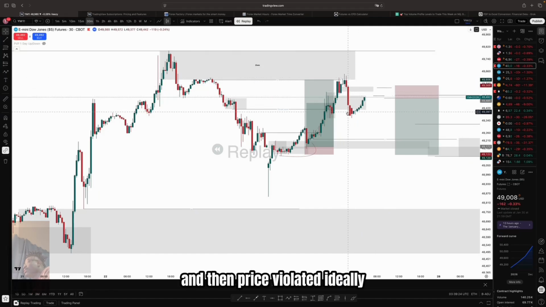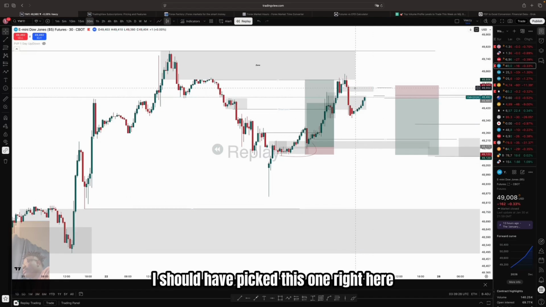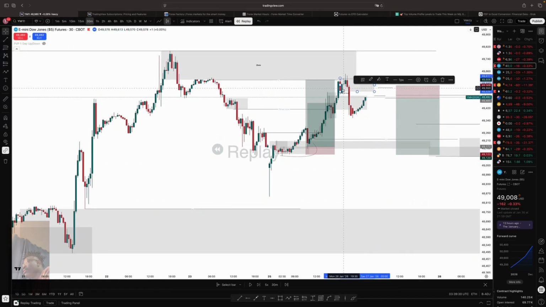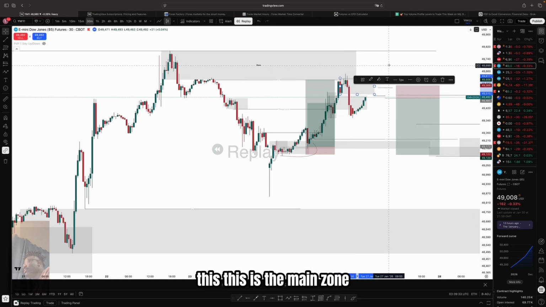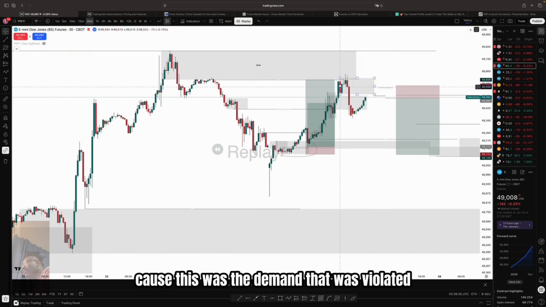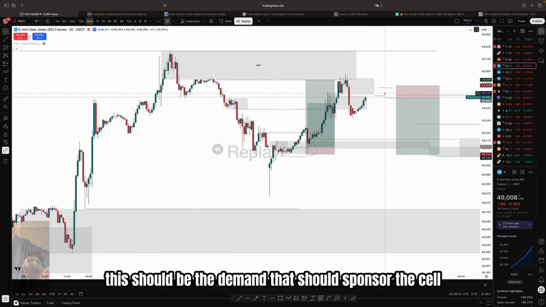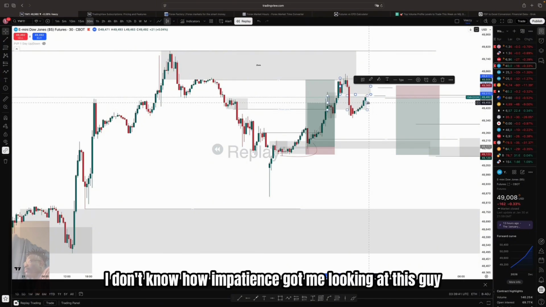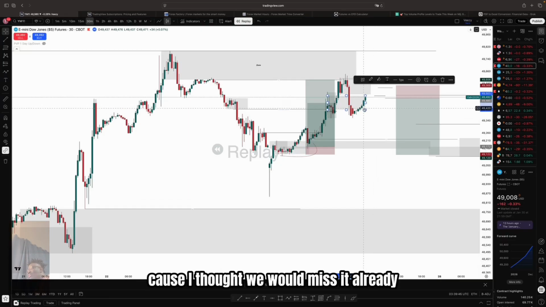And then price violated. Ideally, this should have been the zone I should have picked. This one right here. This is the main zone, because this was the demand that was violated. So this should be the demand that should sponsor the sell. I don't know how impatience got me looking at this guy, because I thought we would miss it already.